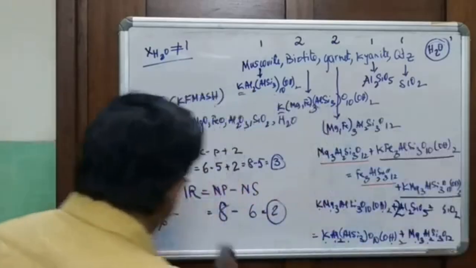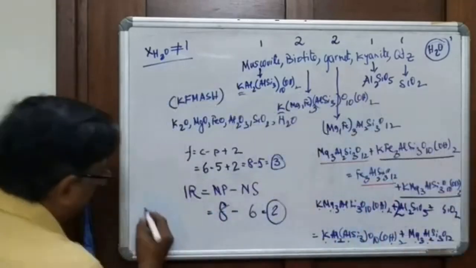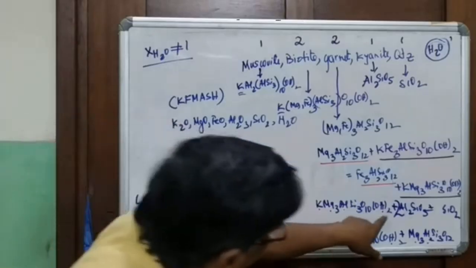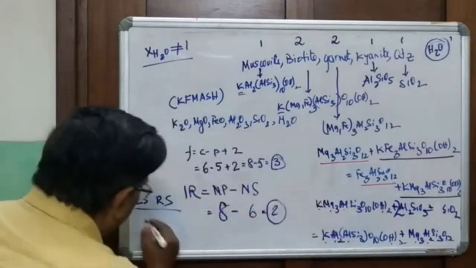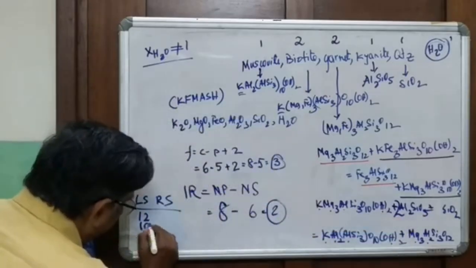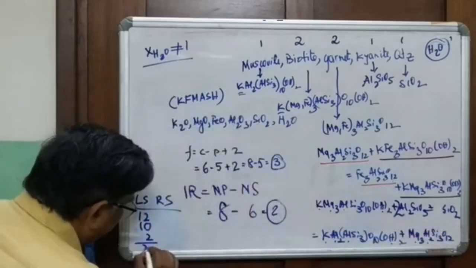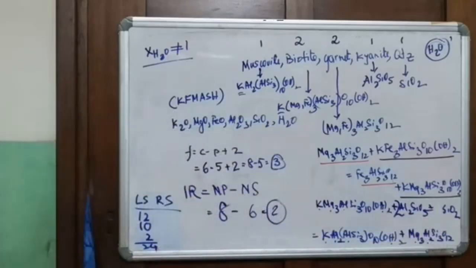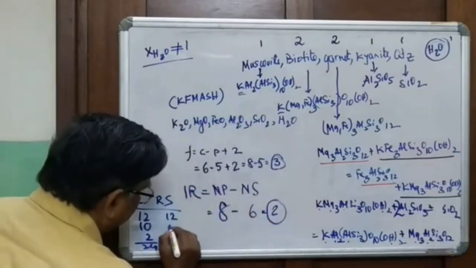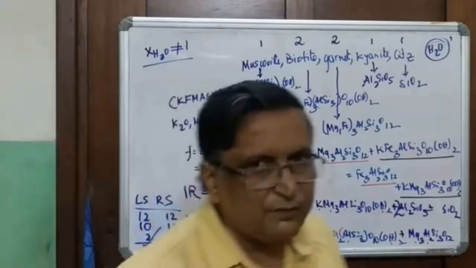Now we look at oxygen. Left hand side, right hand side. Left hand side oxygen, 2 plus 10, 12. Plus 10, 5 into 2, 10, plus 2, 24. Right? Right hand side, 2 plus 10, 12 plus 12, 24. Done. Your equation is balanced.